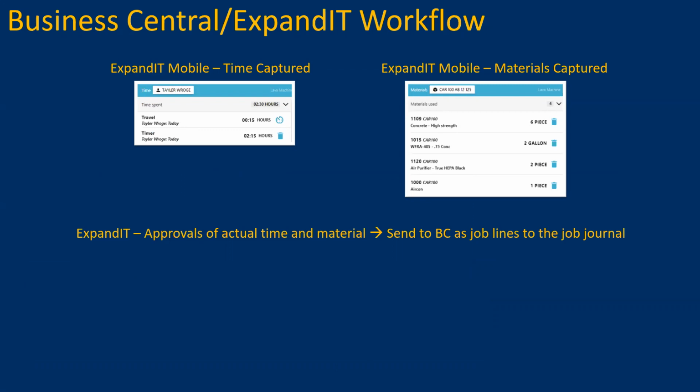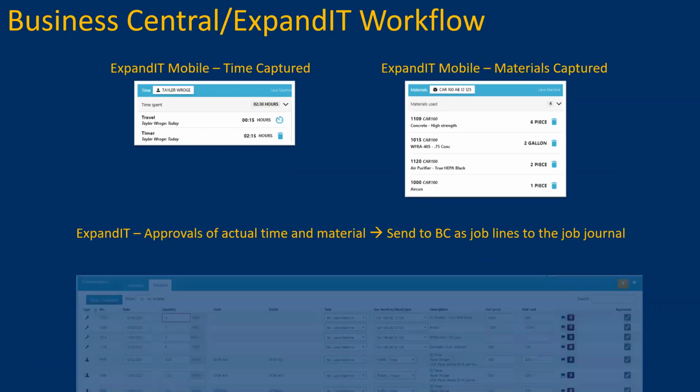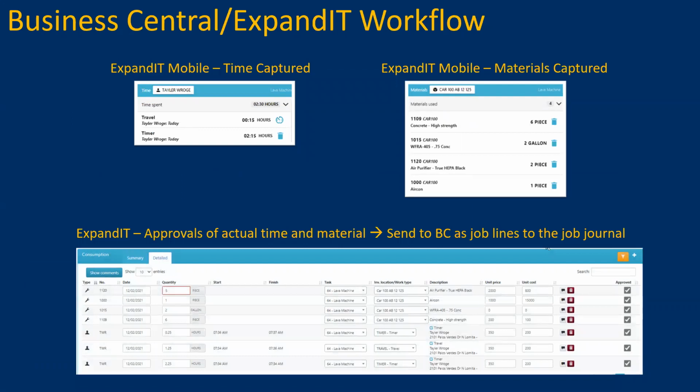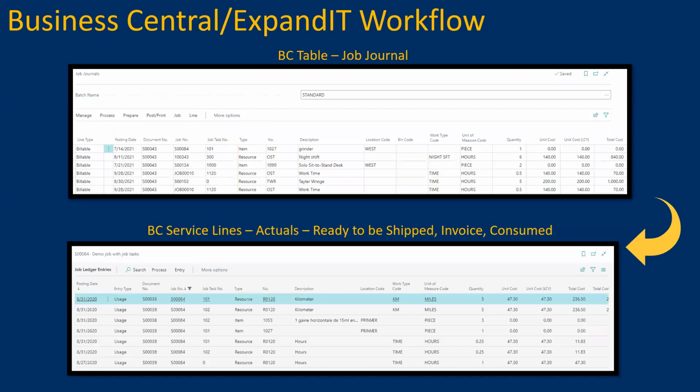Now, once all of that time and material is collected at the end of each visit, which could be 1 or more days, the data is sent internally within ExpandIT for an administrator to review the time and material and approve to send back to Business Central. As we did mention, there is the ability to have automatic approvals as well. So next, when the approved time, material, order statuses, etc. are done, the data is sent back to Business Central into the job journal that is defined in the ExpandIT setup.